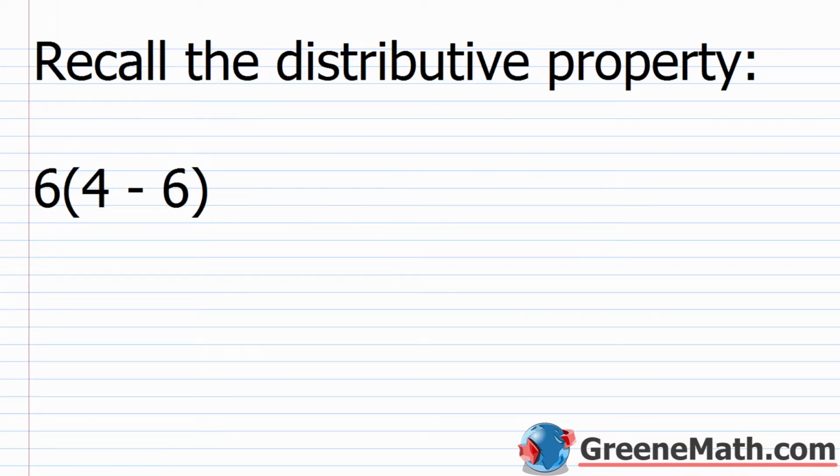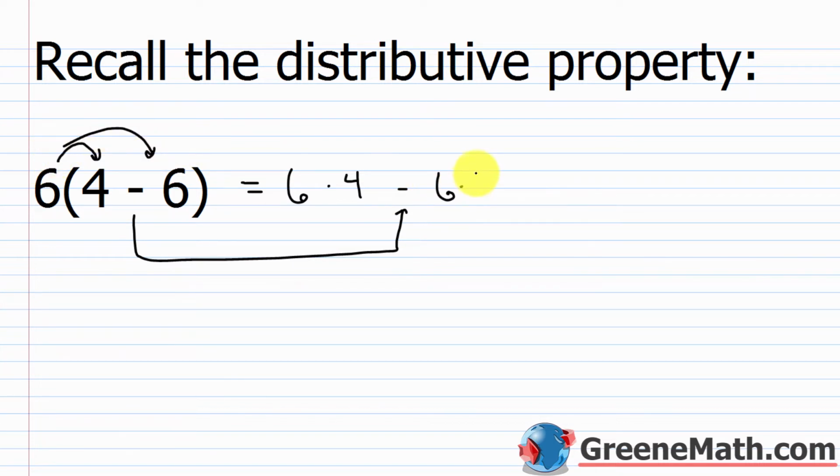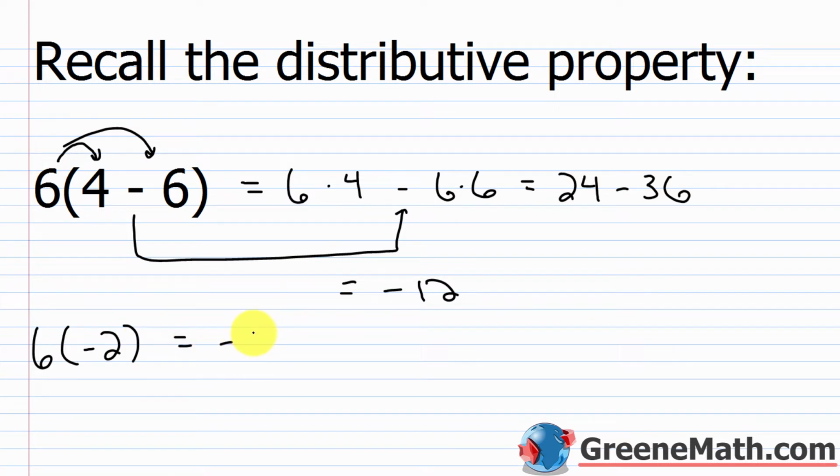So before we jump in and start talking about multiplying polynomials, I want everybody to recall the distributive property. If I have something like 6 times the quantity 4 minus 6, remember, I can remove the parentheses and write this as 6 times 4 minus 6 times 6. So 6 times 4 is 24, minus 6 times 6, which is 36. And this gives me a result of negative 12. And I can see that by just working inside the parentheses first. If I had done 4 minus 6, that would give me negative 2. And then I would have 6 times negative 2, which would also give me negative 12.